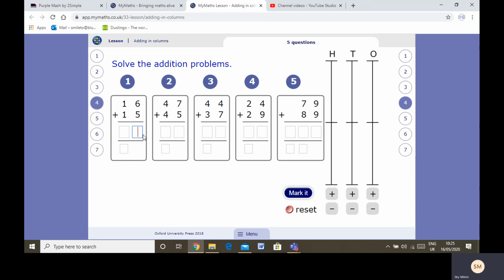6 plus 5 is 11. So I've got 1 in the ones and 1 moves into the tens. And then 1 plus 1 plus 1 is 3. Now it is a quicker method. You can see I'm doing it a lot quicker. I'll probably get all 5 done.